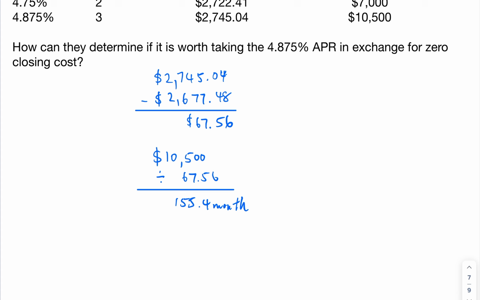But if they are planning to remain in the house with the same mortgage, they're going to continue paying an extra $67.56 per month because they opted for the negative points. And since they're planning on staying for the duration of the loan, the purchase of the negative points is not a good idea because it's going to end up costing them more money.